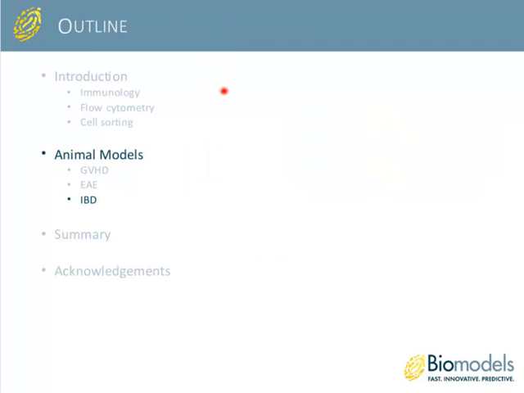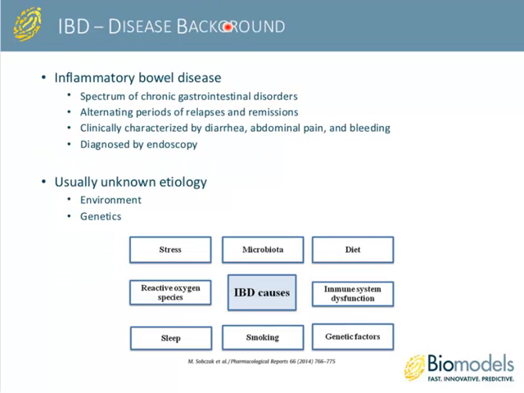The last disease model I'm going to present is IBD. So, inflammatory bowel disease, a bit of background. It's a whole spectrum of different disorders affecting the gastrointestinal tract, characterized by alternating periods of relapses and remissions, with diarrhea, abdominal pain, and bleeding. It's clinically diagnosed by endoscopy. And again, as with so many of these diseases, the etiology is unknown, but it's affected by the environment and genetics. Usually multiple factors play into the pathogenesis of these diseases.